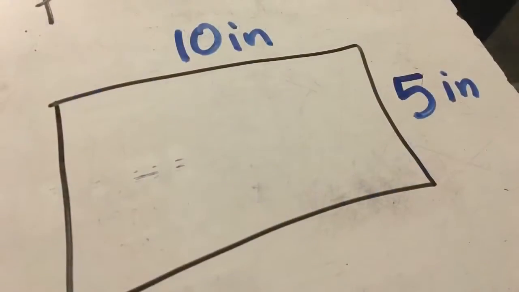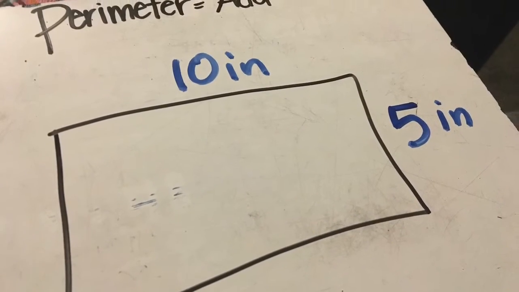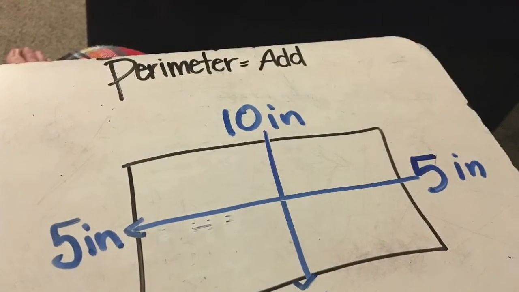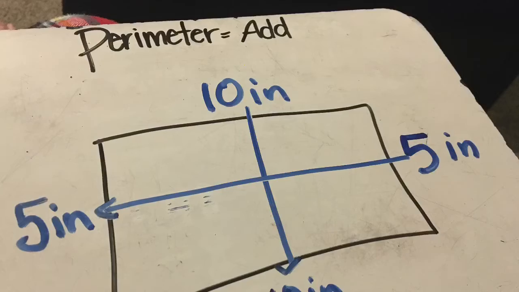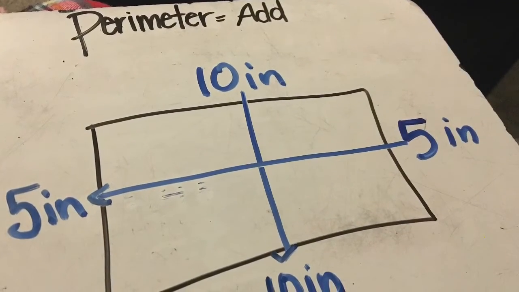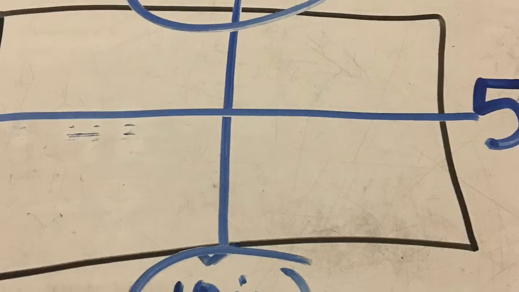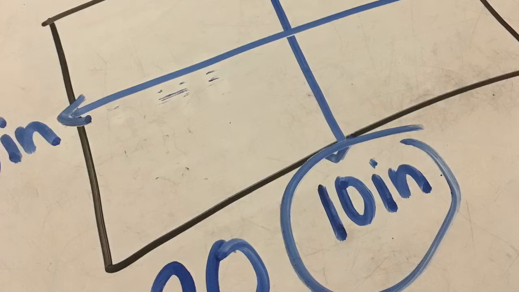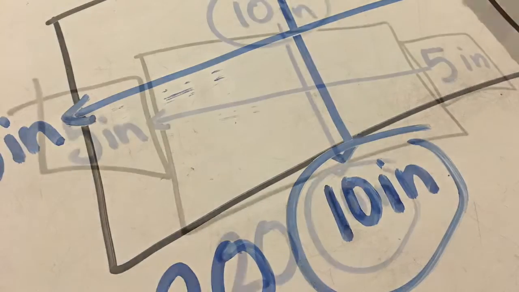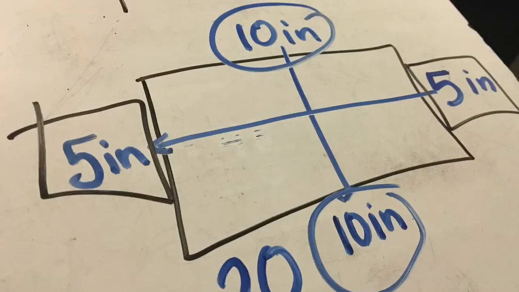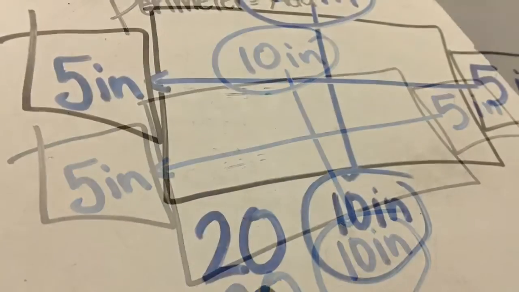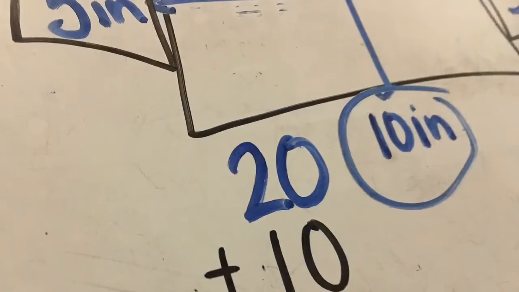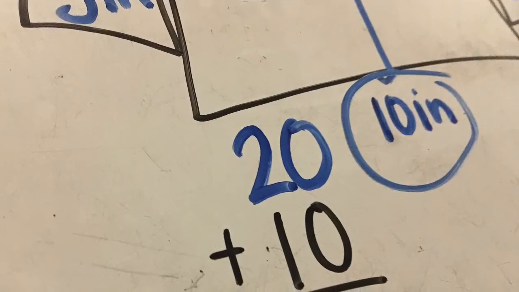The next section, we are reviewing how to figure out the perimeter: we add. So if one end is 10, that would mean the other side is 10, and one side is 5, the other side is 5. To figure out the perimeter, we would add up 10 plus 10, which is 20. And 5 plus 5, which is 10. And then we're going to take our 20 plus our 10, and we are going to add those up to equal our 30.